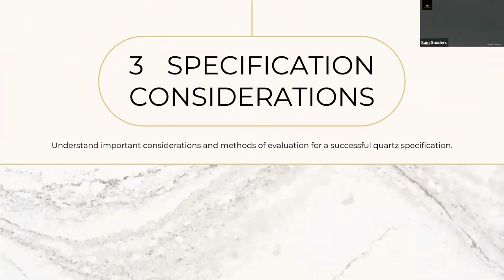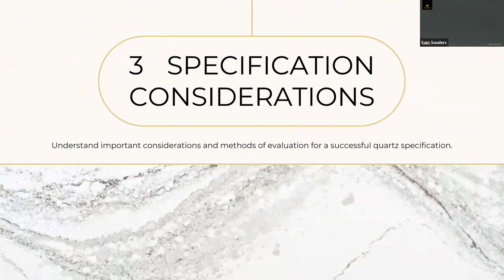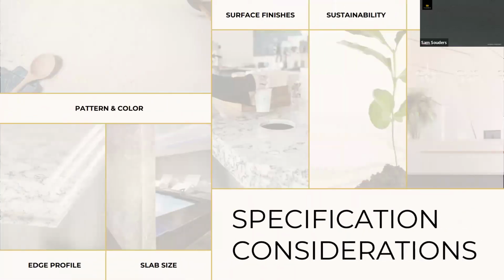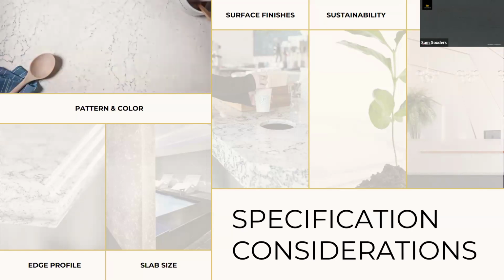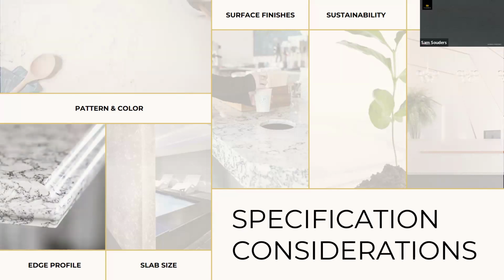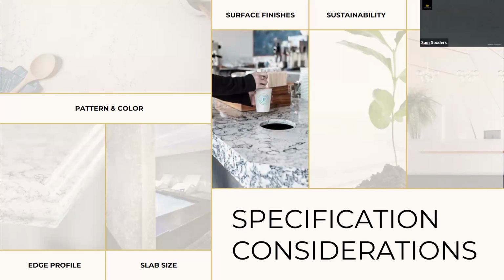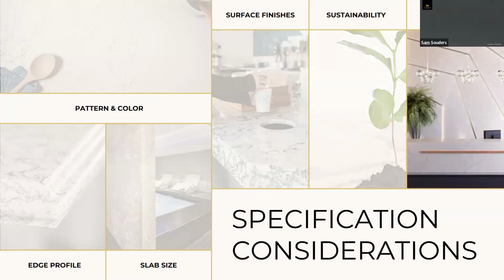For our third objective, we're going to dive into the really tactical side of successful quartz specification. In contract interiors, projects and spaces often have long renovation cycles. The need for flexibility in a single space may demand that the space functions for a variety of users and activities. Material selections can be important when it comes to design longevity. Let's look at some of the specification considerations you will want to keep top of mind when selecting the right quartz surface for your project. Pattern and color, edge profiles, slab size, surface finishes, sustainability, and product.